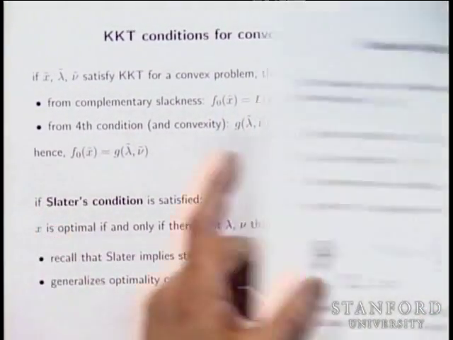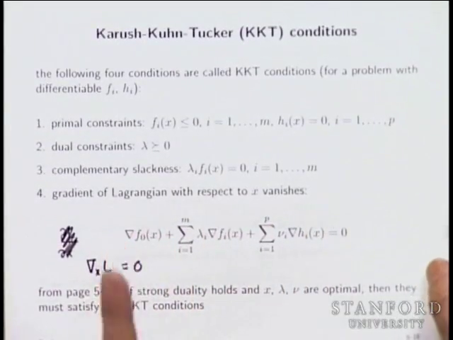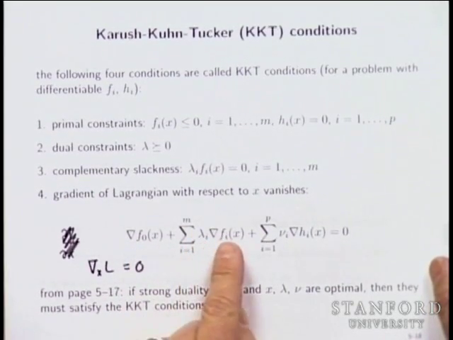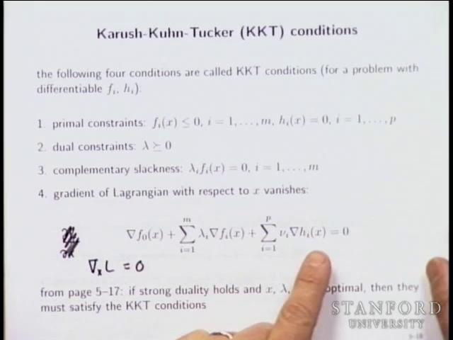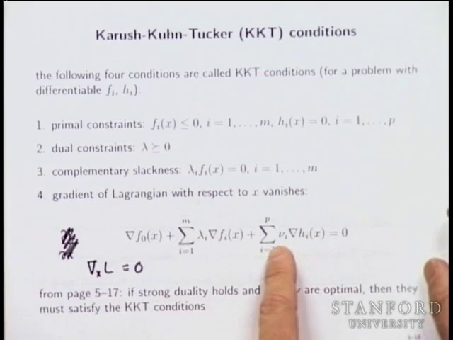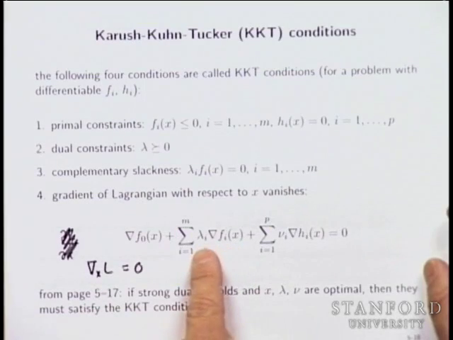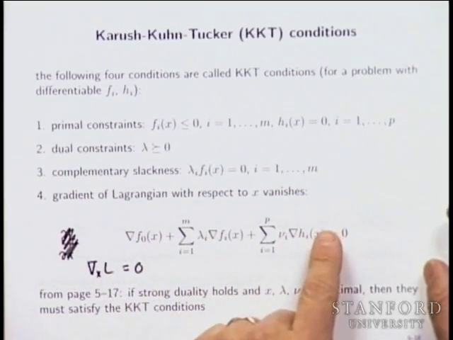Now the fourth condition, that's this gradient condition here. If this holds, then look at this. f0 plus the sum of lambda i fi plus the sum of nu i hi is going to be a convex function. Why? Because the hi's are affine. You can multiply them by any number and still have an affine function. The fi's are convex. I can multiply them by any non-negative numbers and still get a convex function. I can add up a bunch of convex functions and get a convex, differentiable function.